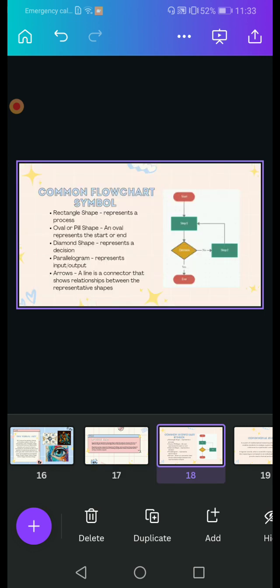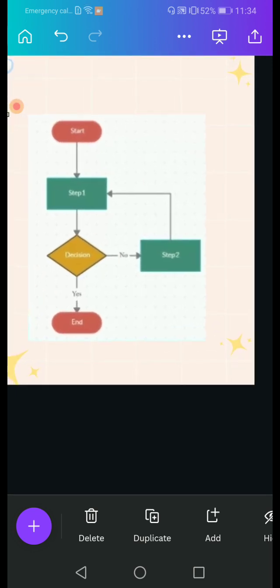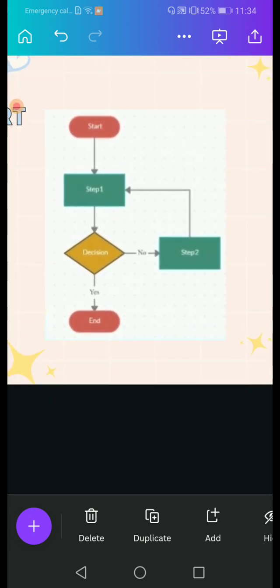Common flowchart symbols. A rectangle shape represents a process. An oval represents the start or end. A diamond shape represents a decision. A parallelogram represents input and output. Arrows, a line, is a connector that shows relationships between the representative shapes. And this is an example.